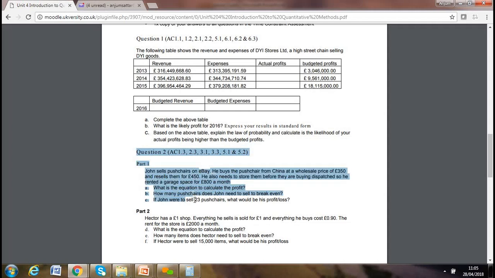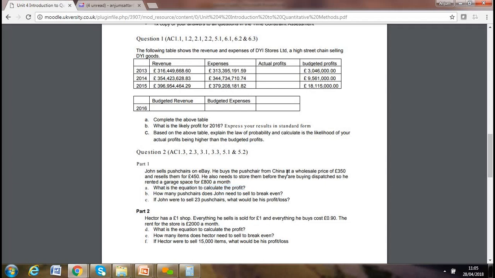We know question two, what we're supposed to do. Yes, sir. We're supposed to make an equation to calculate the profit. So first we need to calculate the profit. How can we calculate the profit? Sales minus our expenses, cost. So we can calculate our profit.